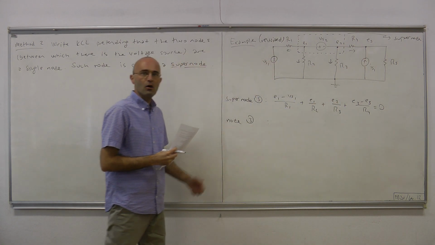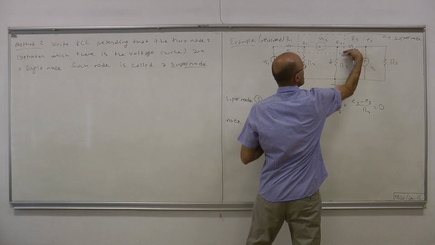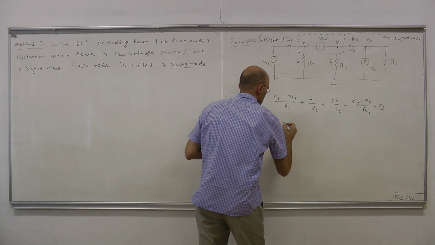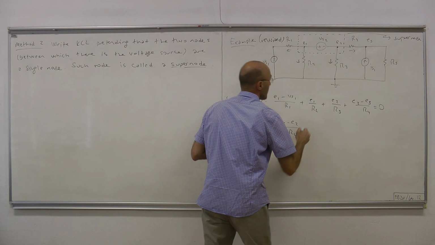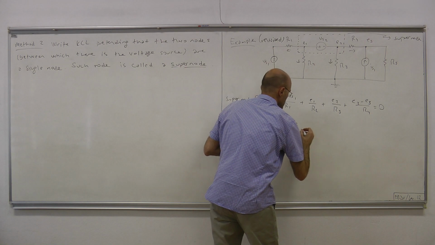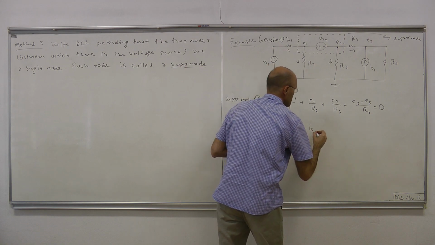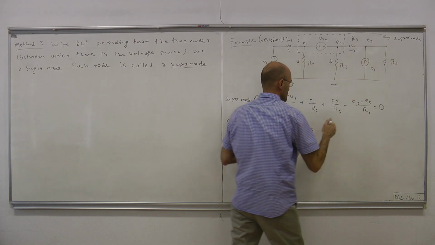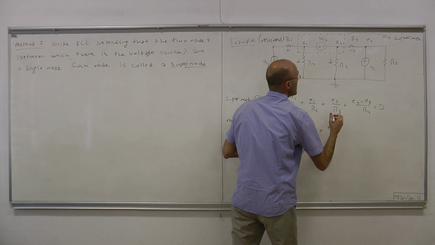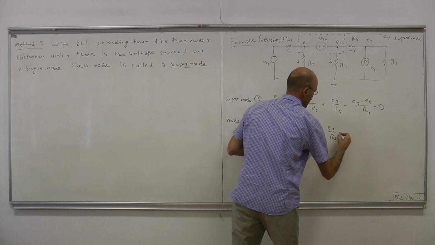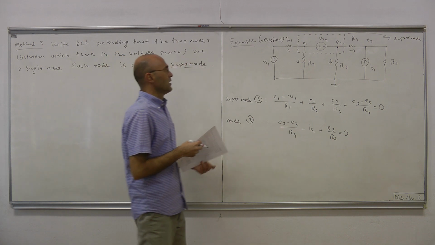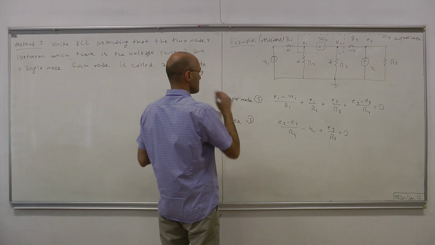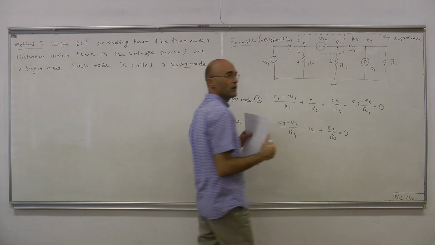Let's write KCL also there. So we have this current, which is E3 minus E2 over R4. This current, which is minus IS1. And finally, this current, which is E3 over R5. And that sum must equal 0. Okay. Now, formulation variables are E1, E2, and E3.